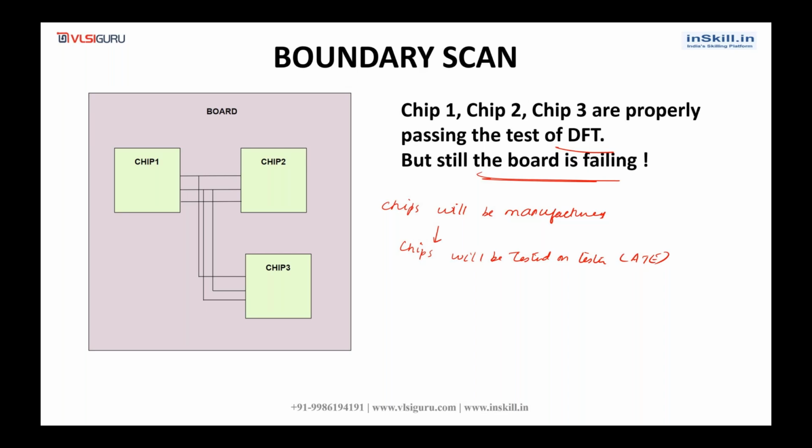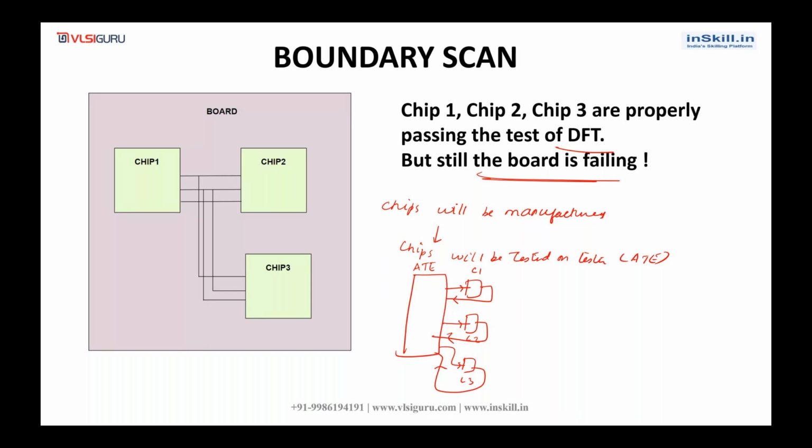So you can imagine it like this. This will be the ATE. Here we will be testing the chips. In our example, we have 3 chips: chip 1, chip 2, chip 3. The input of the chip will be coming from ATE, and the output of the chip will be going back again to the ATE. So the chips are actually tested on the tester, that is on ATE.